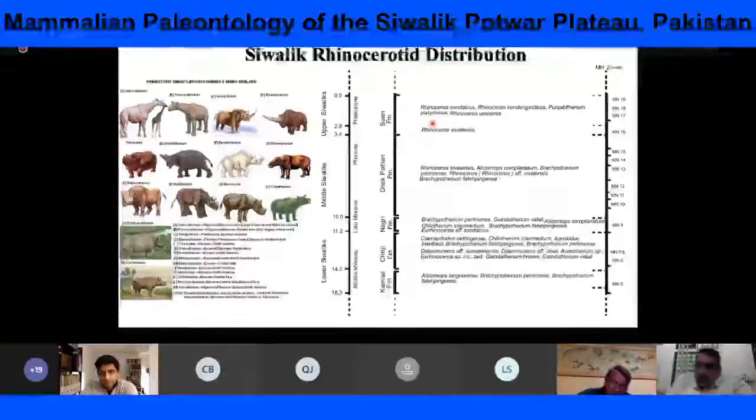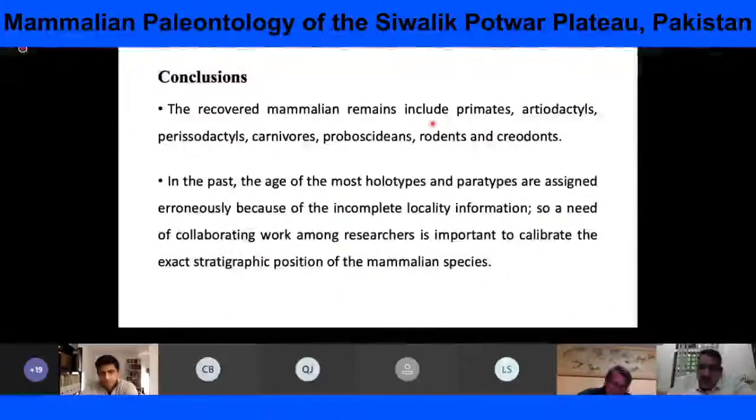So we have collected mammalian remains, including primates, artiodactyls, perissodactyls, carnivores, proboscideans, rodents, and creodonts. In addition to mammalian remains, remains of other vertebrates and some invertebrates have also been reported. Among the artiodactyls, bovids are dominant. Among the perissodactyls, equids are dominant. And among the carnivores, hyaenids are dominant.